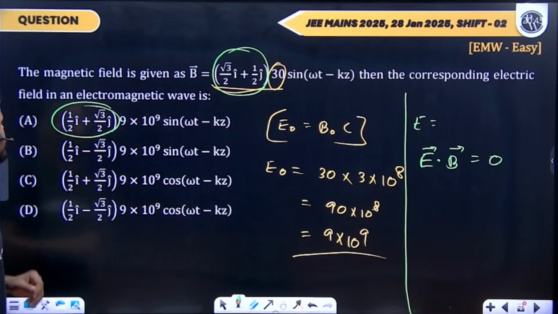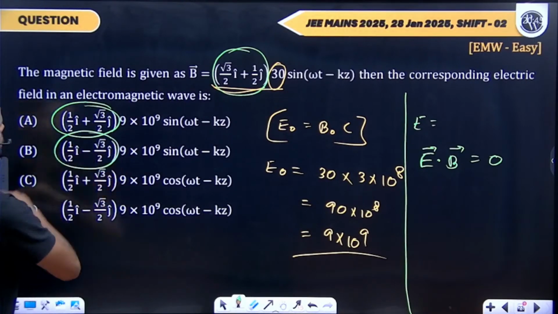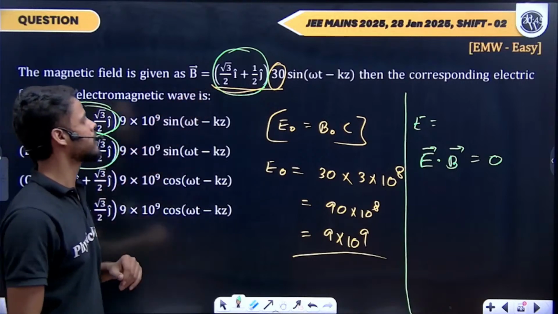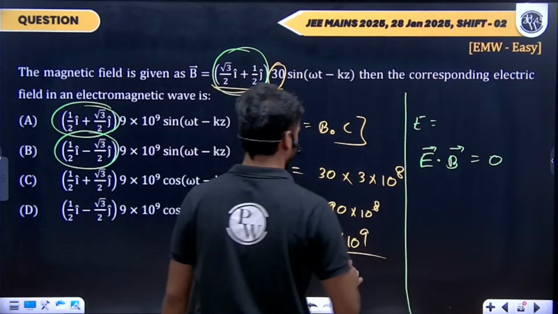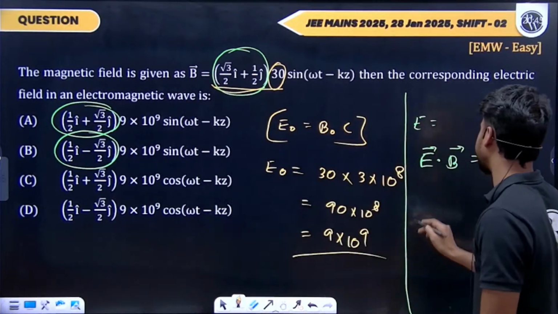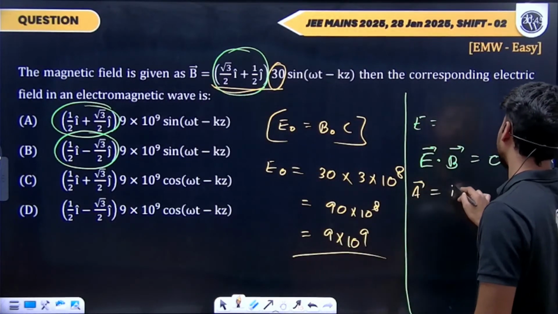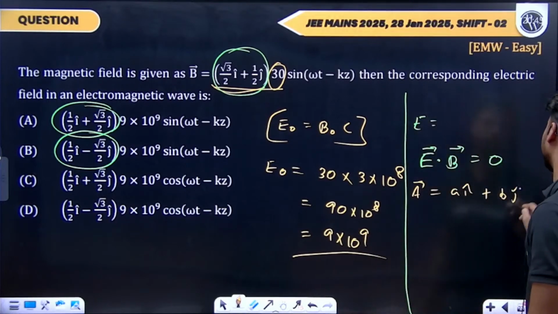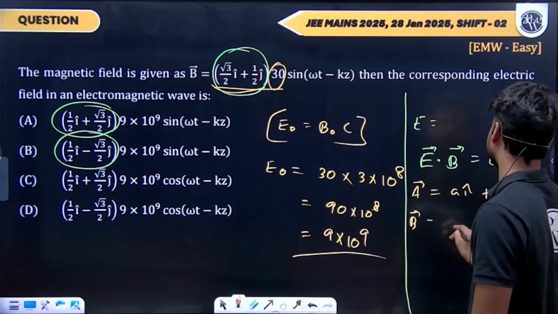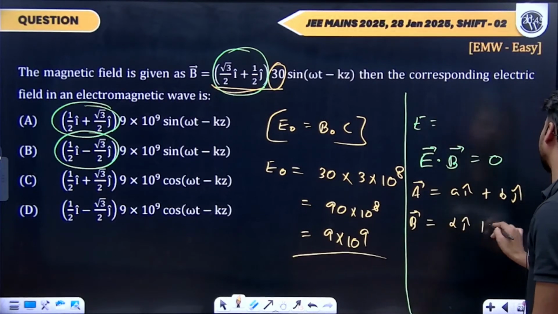Moving towards the second option, we are getting half i cap minus root 3 by 2 j cap. On multiplying these two, we are supposed to take the dot product. You know how to take the dot product? If we have two vectors, let's say A vector is A i cap plus B j cap, and B vector is alpha i cap plus beta j cap.